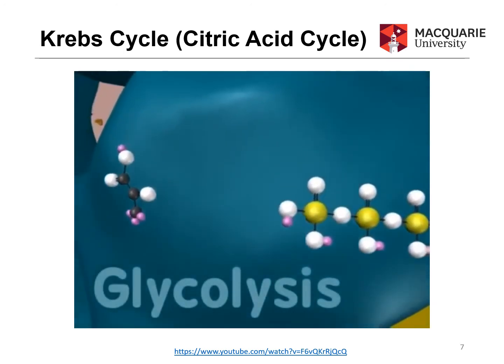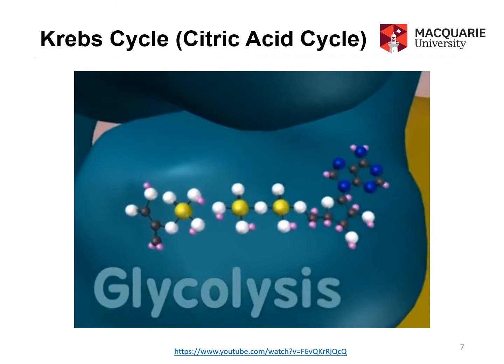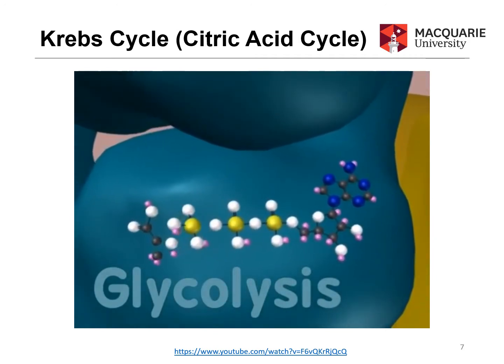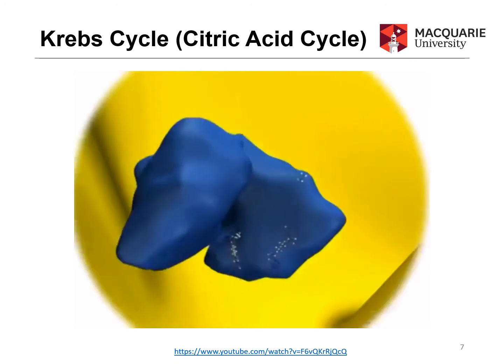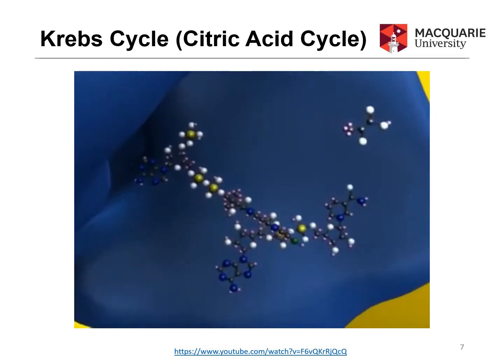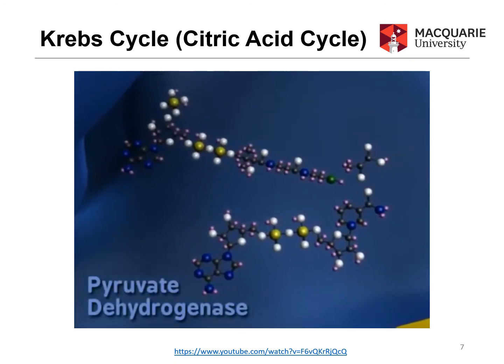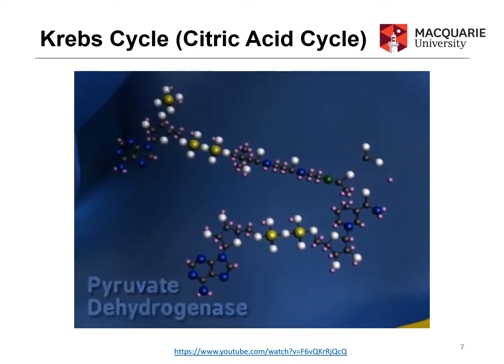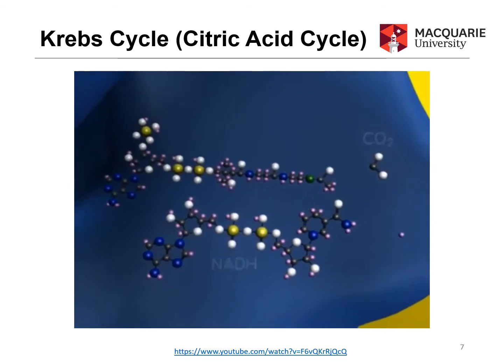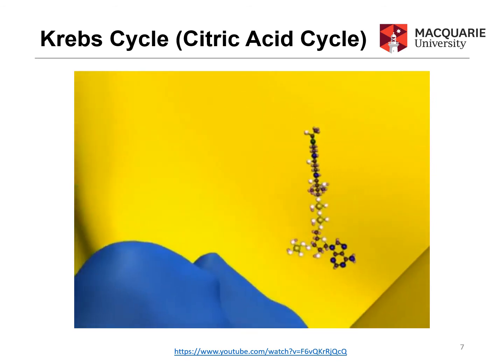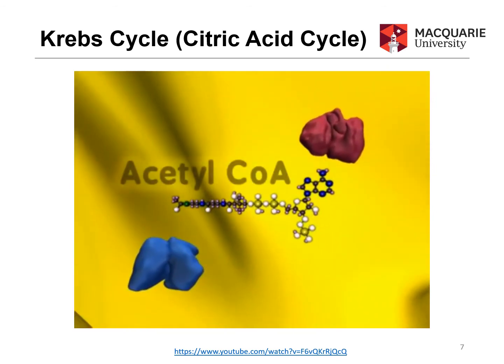Pyruvate is a product of glycolysis, the other major ATP-producing cycle in the cell. Pyruvate is transported into the mitochondrial matrix, where it is oxidized to acetyl-CoA by pyruvate dehydrogenase. This step produces 1 NADH and 1 carbon dioxide for each of the 2 pyruvate molecules made from glucose. The acetyl-CoAs are the starting point for the citric acid cycle.